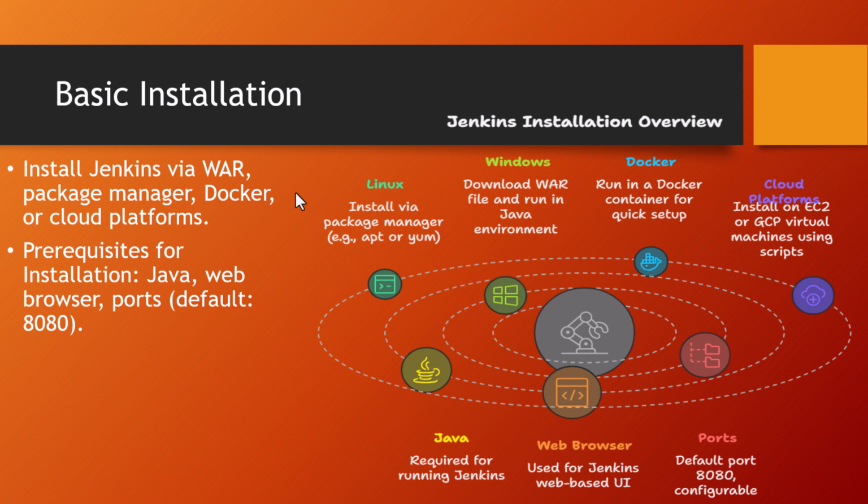To install Jenkins, you will need Java installed on the machine. This is a prerequisite to run Jenkins, as Jenkins is written in Java. You also need a web browser to access the Jenkins web-based UI and a specific port. The default port is 8080, though this can be changed in the configuration.